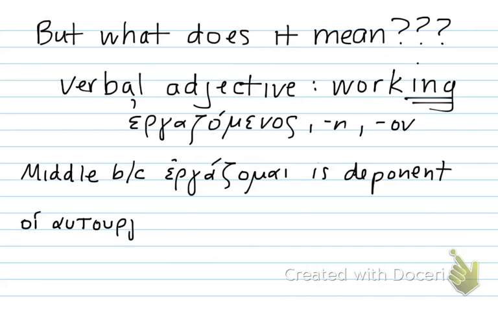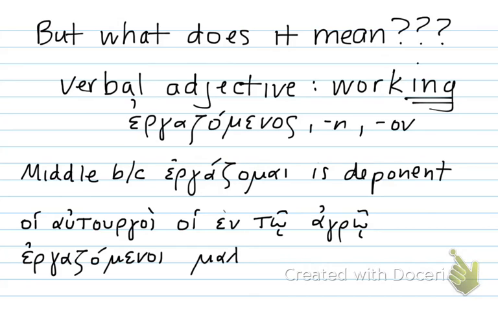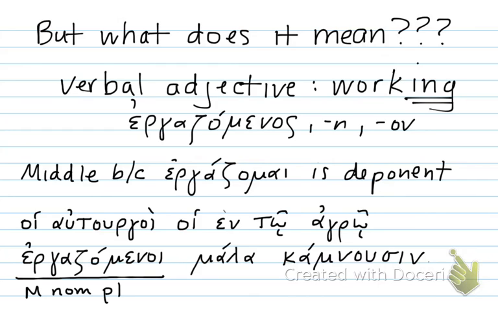So for our example sentence, οἱ αὐτουργοὶ οἱ ἐν τῷ ἀγρῷ ἐργαζόμενοι μάλα κάμνουσι. The farmers in the field, working in the field, are very tired. Ἐργαζόμενοι is our participle. It's masculine nominative plural because, as an adjective, it must agree with the noun it modifies in gender, number, and case. This one modifies the subject, οἱ αὐτουργοί, which is masculine nominative plural.